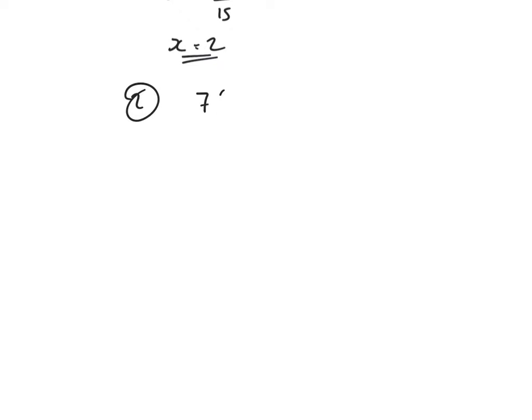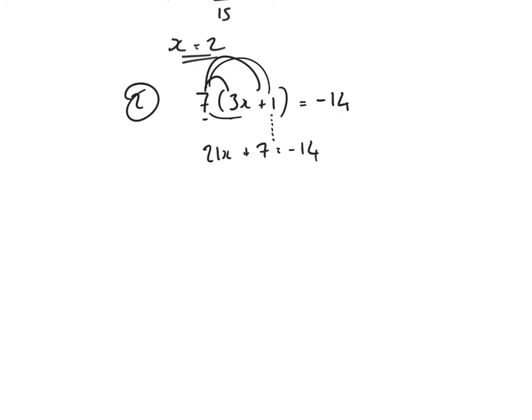Okay, so let's go for 7 bracket 3x plus 1 is equal to minus 14. Okay, so 7 lots of 3x is 21x, 7 lots of 1 is 7, that's equal to minus 14. Letters to the left, numbers to the right, the equal sign's in the middle. 21x is okay, but 7 is not, so I need to eliminate it by taking away 7, but I'll need to keep the equation balanced and take away 7 from both sides.